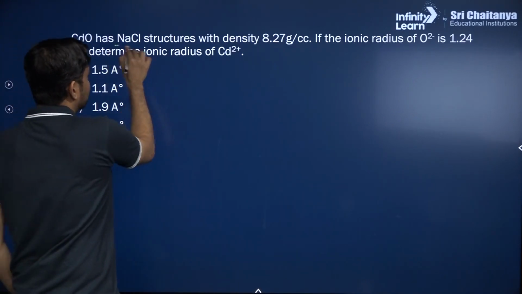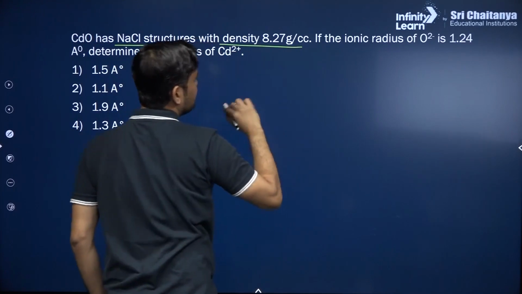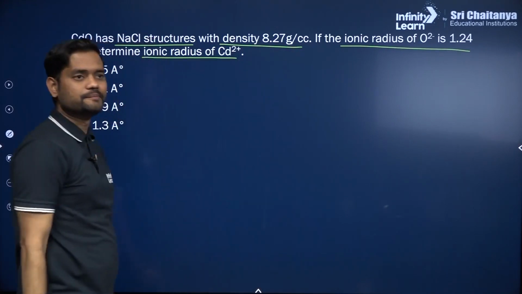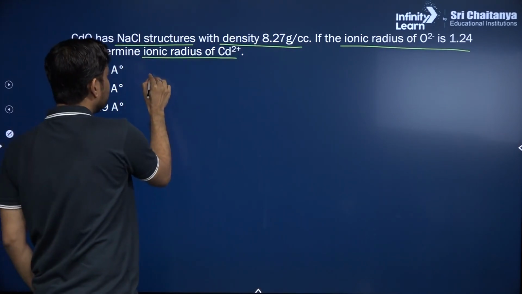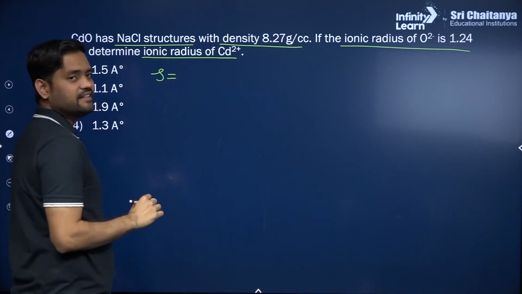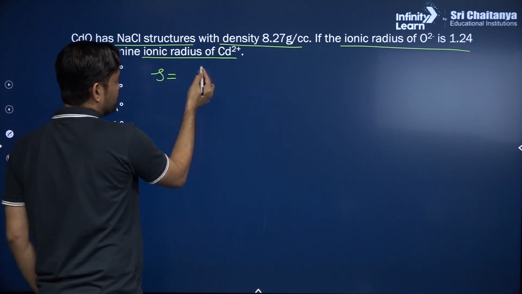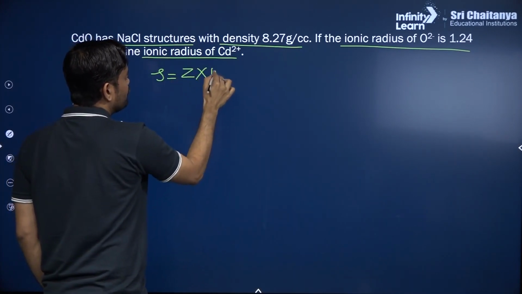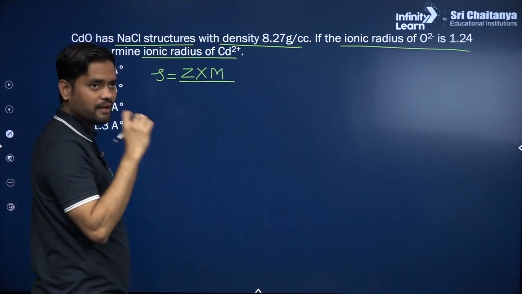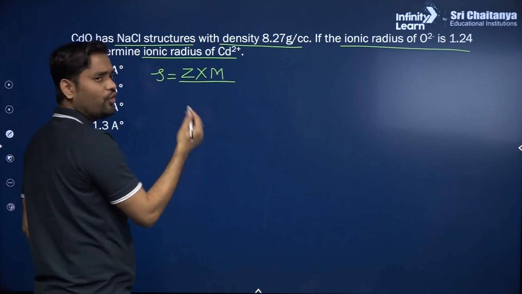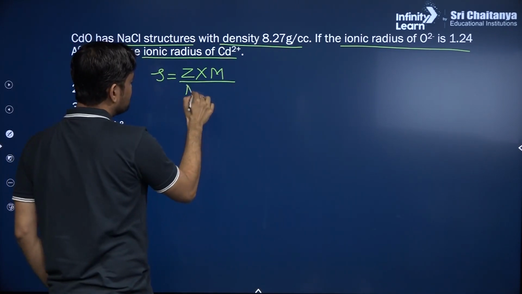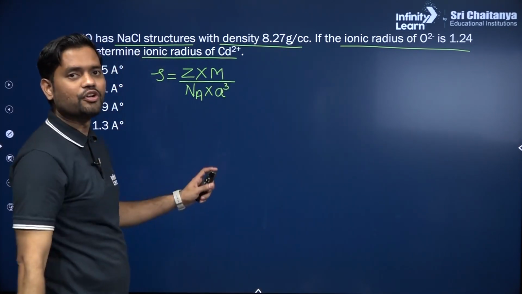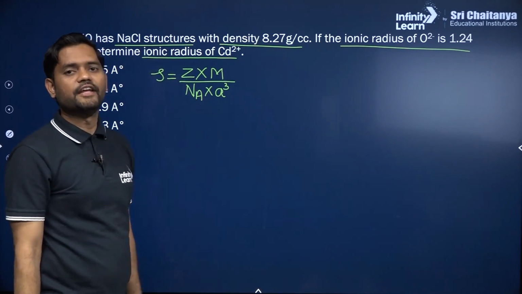Cadmium oxide has NaCl structure with this density. The ionic radius of the O2 minus ion is this. Determine the ionic radius of the cadmium ion. Okay. Clear? So first of all, density is calculated as the ratio of, first of all, the numerator will be the number of atoms, that is Z, into molecular weight, whole divided by Avogadro's number into a cube, that is nothing but volume. So since it is a cube, we'll take it as a cube.